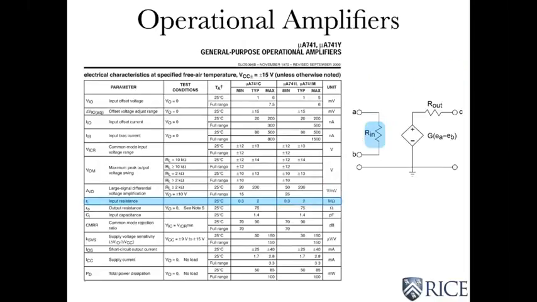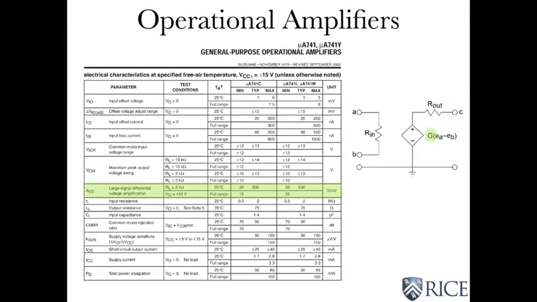Okay. Let's go on to the output resistor, which is labeled RO, output resistance. It is typically 75 ohms. So it's small. And that's good.